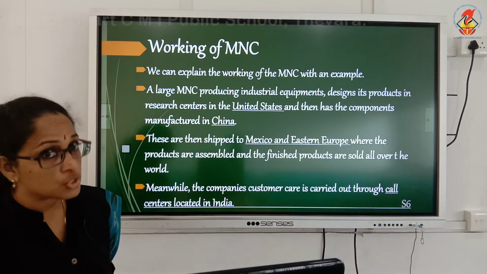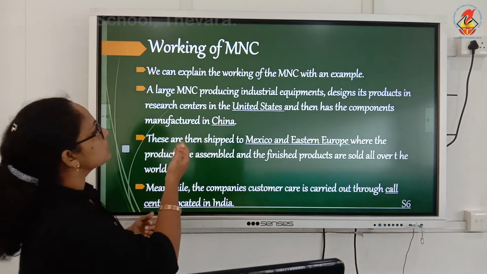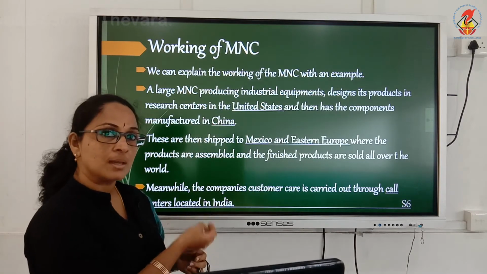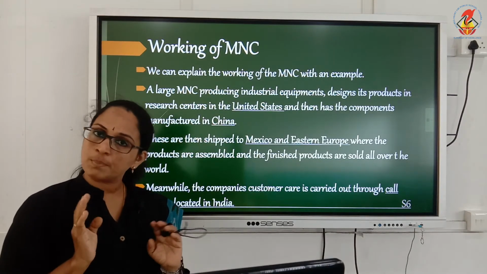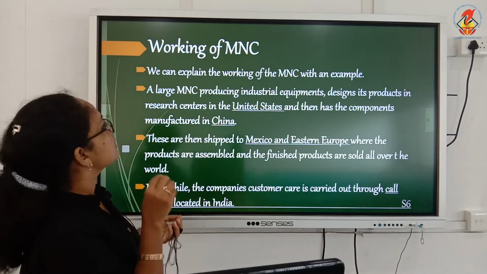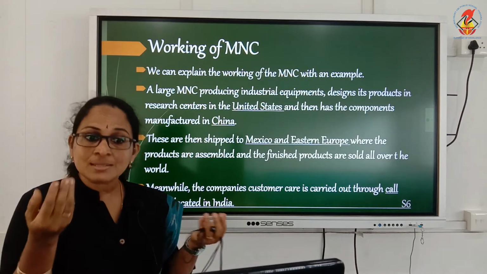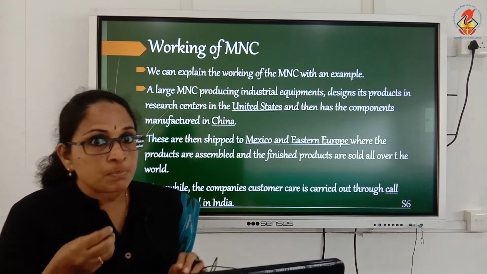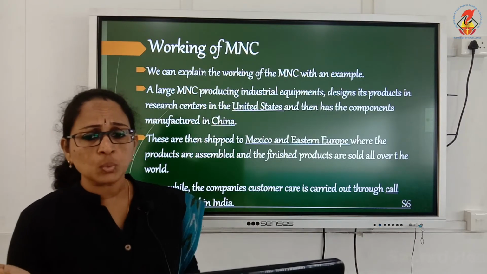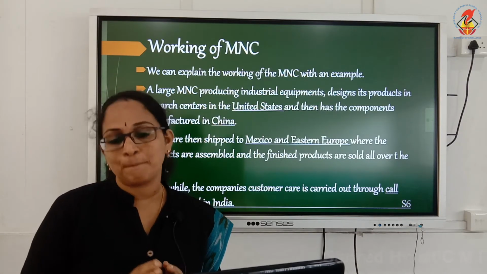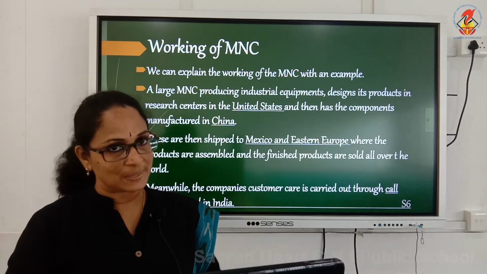Manufactured in China. What's the meaning of that, children? A large MNC producing industrial equipment, designing in the USA, and the components, not the final product, are produced or manufactured in China. These components, these parts, are shipped to Mexico and Eastern Europe, where the products are assembled and the finished products are sold all over the world.